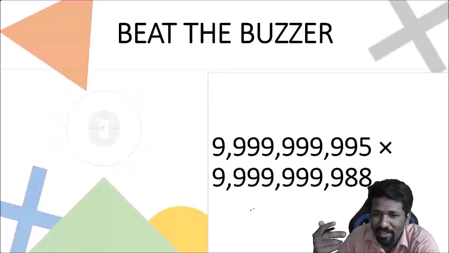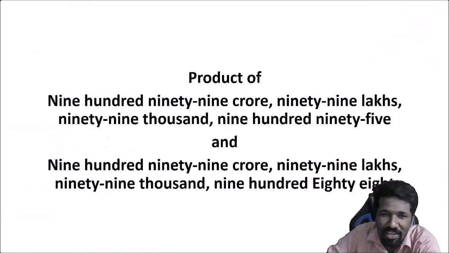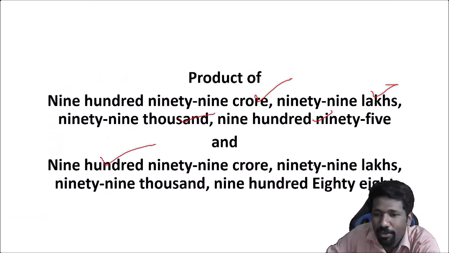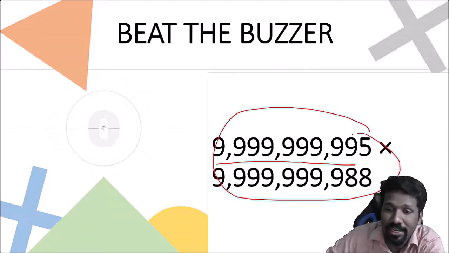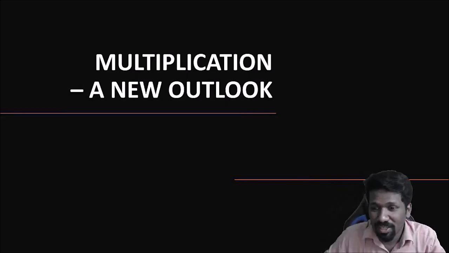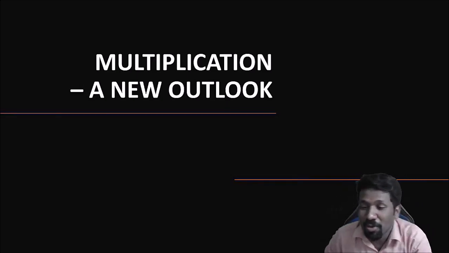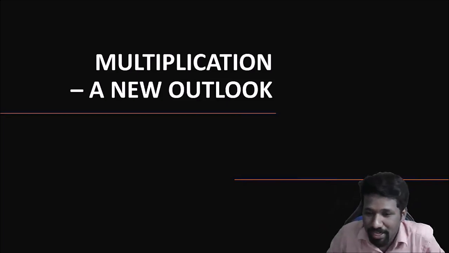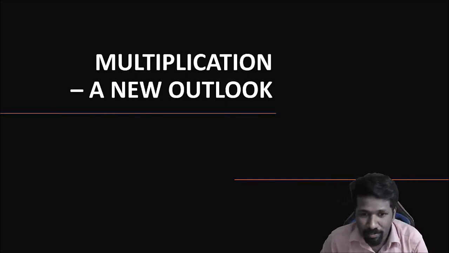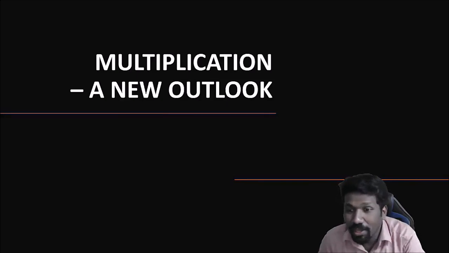To give you an idea of this number, in our Indian number system, we call this 999 crore, 99 lakhs, 99,995 multiplied by 999 crore, 99 lakhs, 99,988. This product you can find in 10 seconds. That is what I'm telling. So how to do this? Most of you may be thinking, how? Even in 1 minute, 2 minutes, your calculator also may not be able to help you with this big number, right? Because most calculators have a limit in the number of digits they can show, 8 digits, 10 digits. But this is going to be a 20-digit answer.